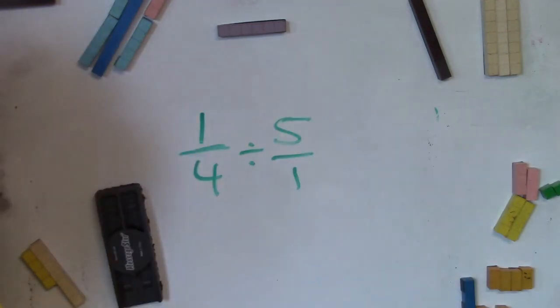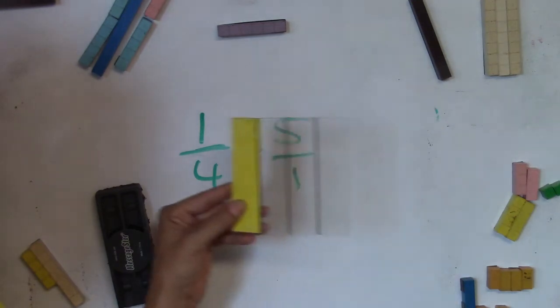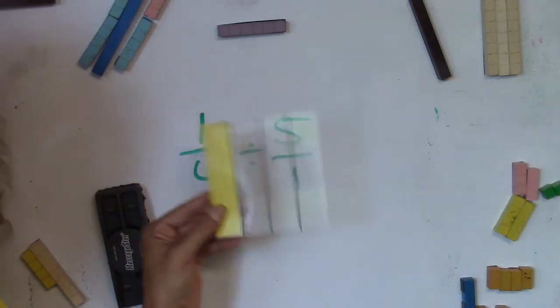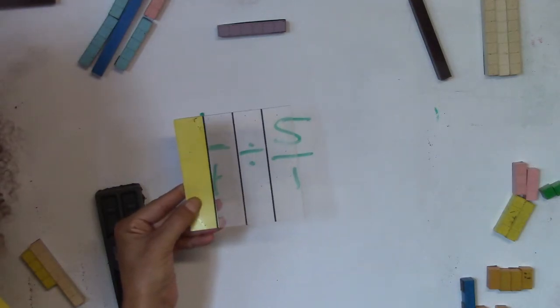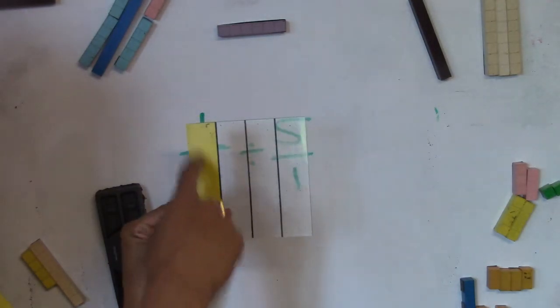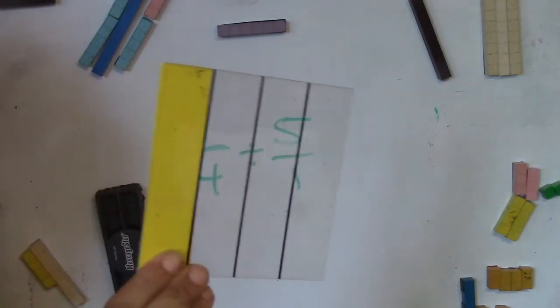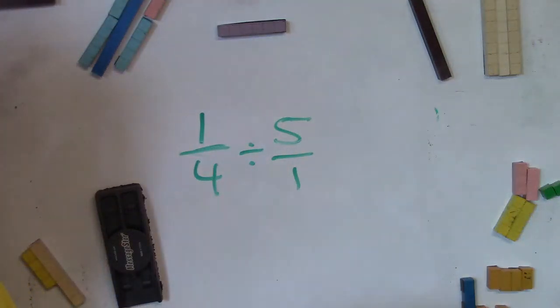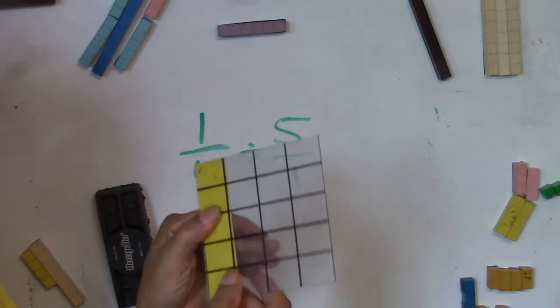And this time, instead of having 6 people that wanted what's left, we have 5 people we're going to divide it among. So can I cut this into 5 pieces? Yes. All right, let's do it. How much does each person get?